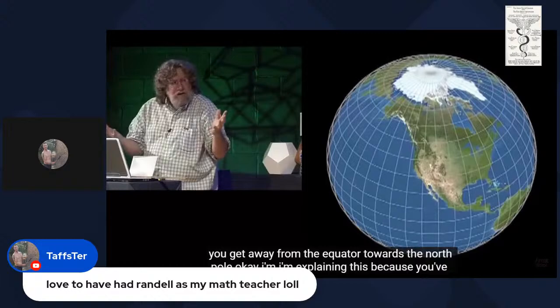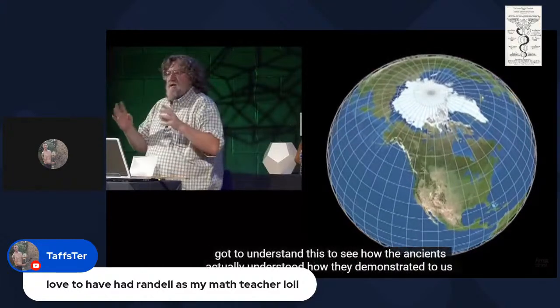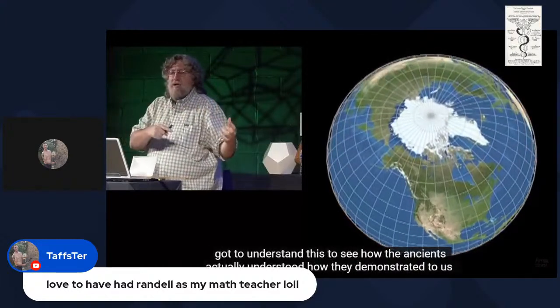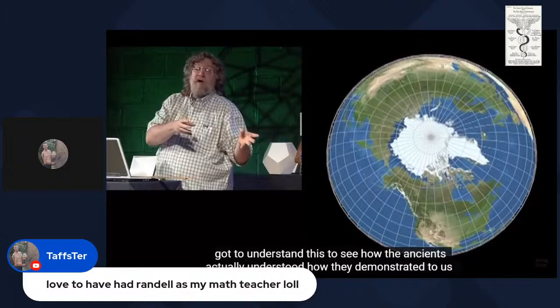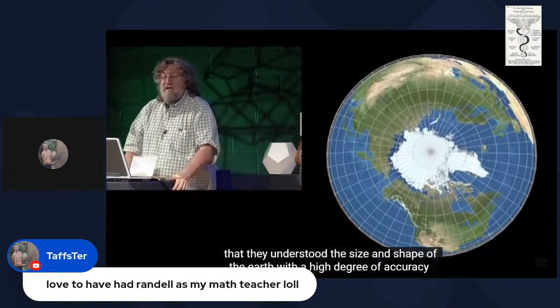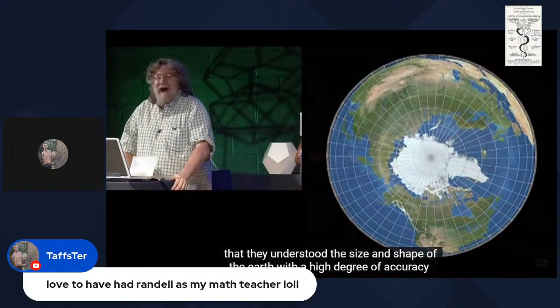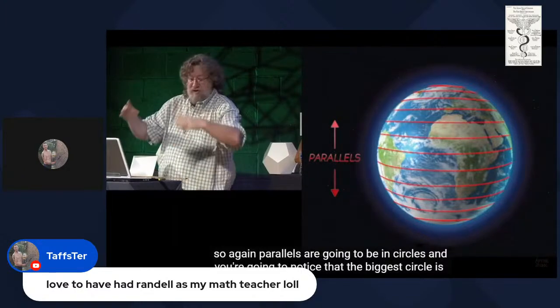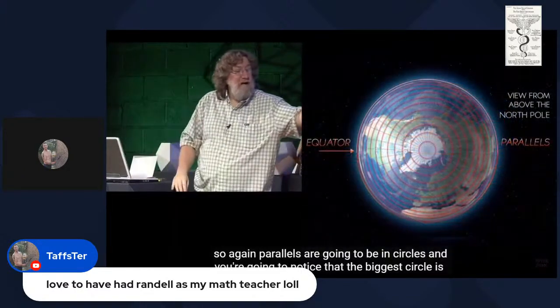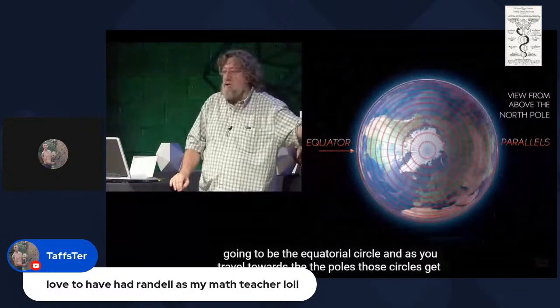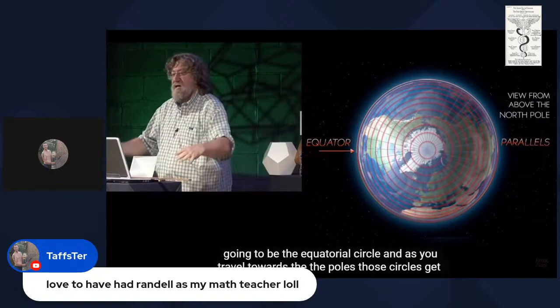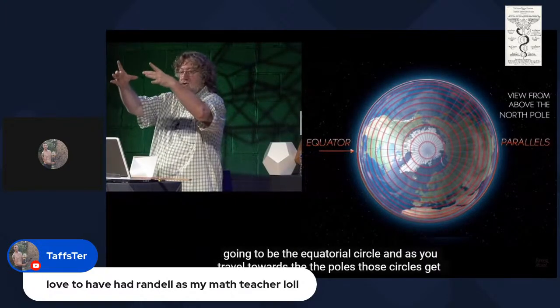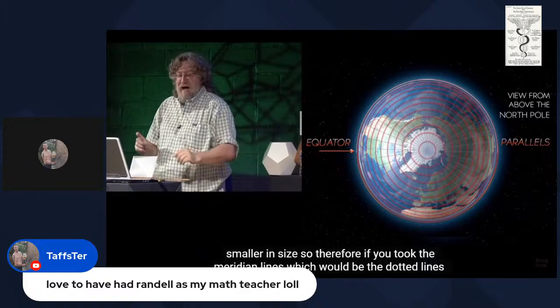Okay, I'm explaining this because you've got to understand this to see how the ancients actually understood, how they demonstrated to us that they understood the size and shape of the Earth with a high degree of accuracy. So again, parallels are going to be circles, and you're going to notice that the biggest circle is going to be the equatorial circle, and as you travel towards the poles, those circles get smaller in size.